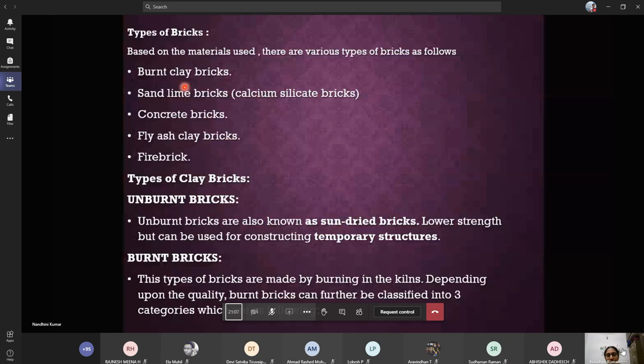We'll see the different types of bricks used for this bonding. We have seen what is bonding and what are the different types of bonds. If people have any doubt in bonds, types of bonds, shall we proceed to the next topic, bricks? Yes.